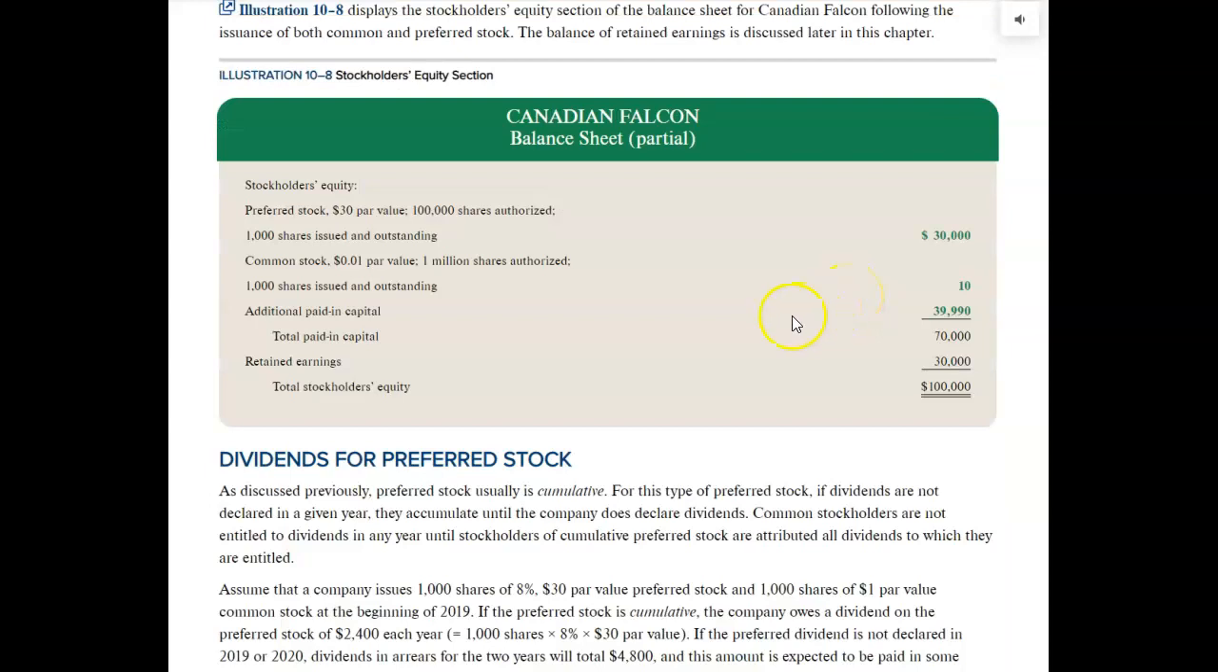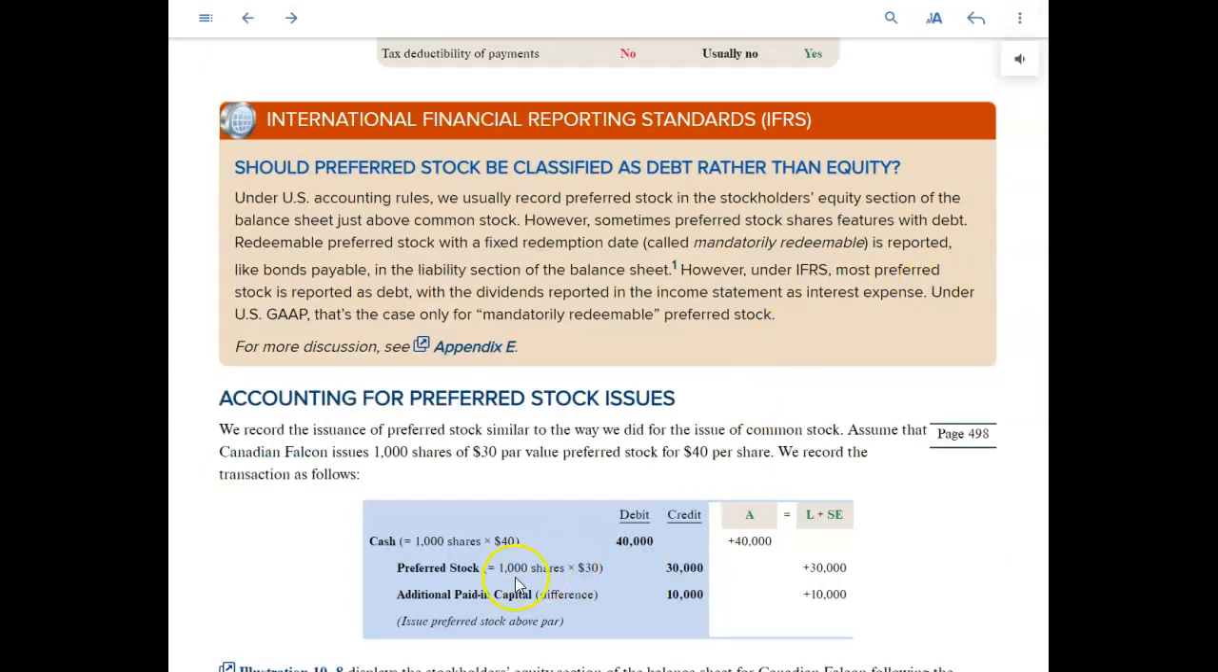Here's a sample balance sheet. In the stockholders' equity section, always list preferred stock first. And so just state the details: $30 par value, 100,000 shares authorized, 1,000 shares issued and outstanding. So $30,000 is the amount we've placed into the preferred stock account in this entry right here.